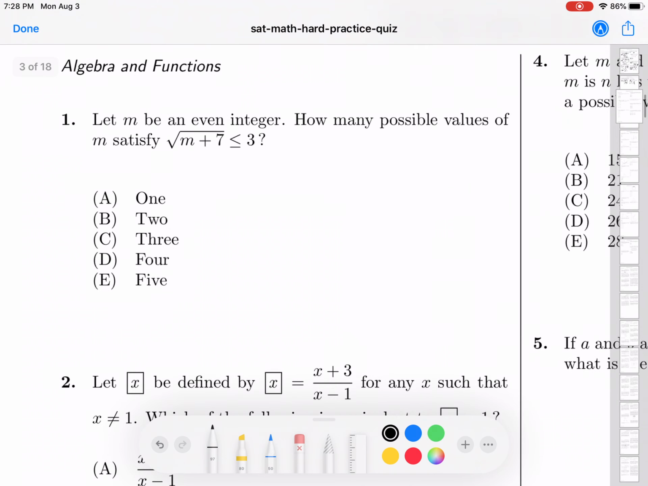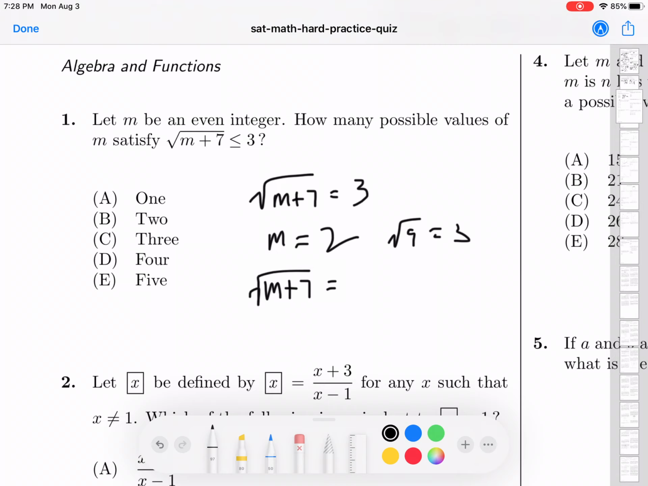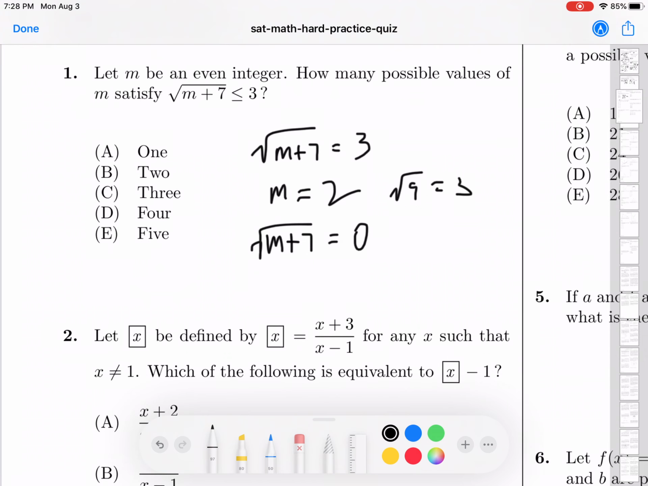Let m be an even integer. How many possible values of m satisfy square root of m plus 7 is less than or equal to 3? Okay, so for it to be equal to 3, m equals 2. That gives us square root of 9, which is equal to 3. Now for the smallest it could be, it can't be negative, because it's a square root, so it can only be 0. The smallest m could be is negative 7, but it's even, so -6.